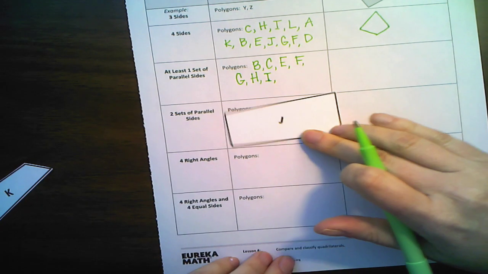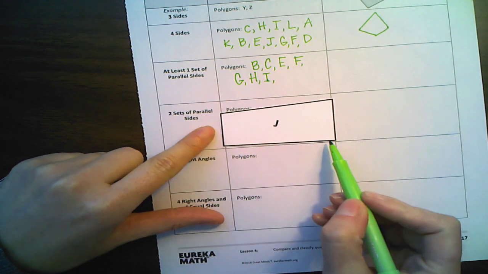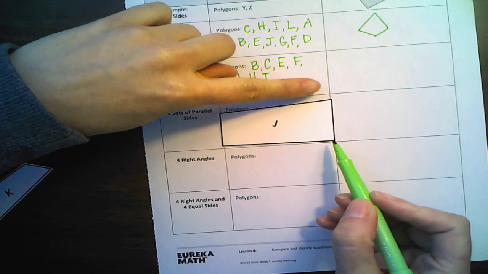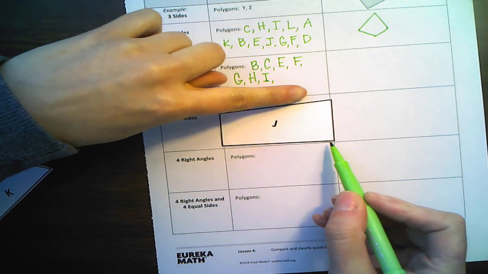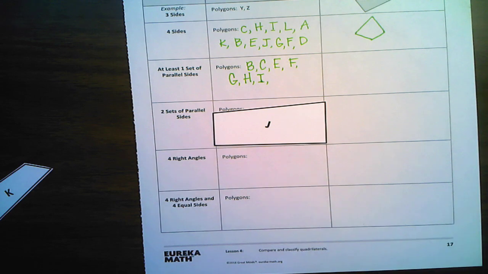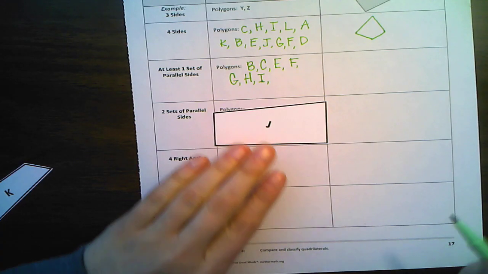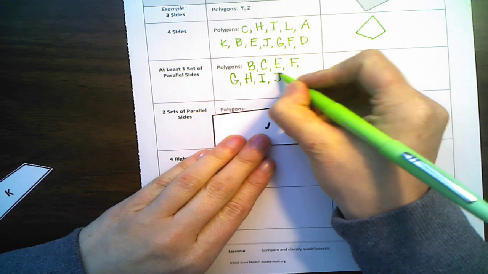How about J? This bottom line and this top line are not parallel because this top line is a little bit slanted. And were we to go on forever, they would eventually touch. However, these two lines look parallel to me. Do you agree with me? Thank you. Call it J.